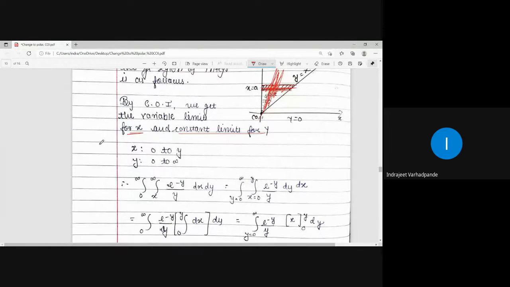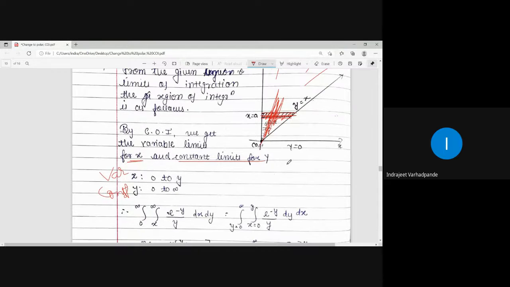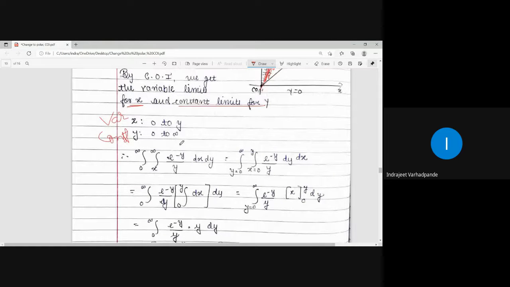So x is now converted to the variable limit and y is now converted to the constant limit. So x is moving from 0 to y, y is moving from 0 to infinity. So this complete integral gets transformed to y is equal to 0 to infinity, x is equal to 0 to y, e to the power minus y upon y dy dx.